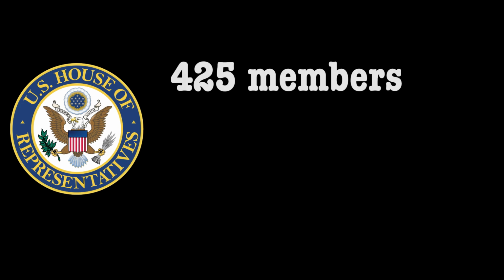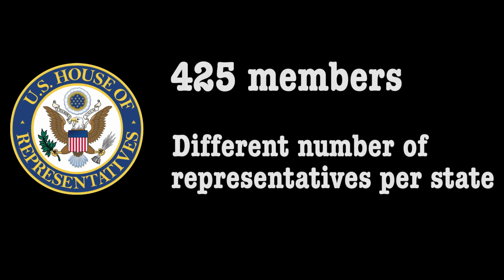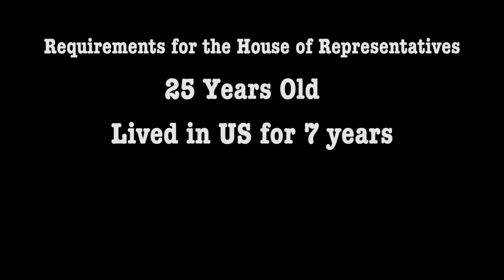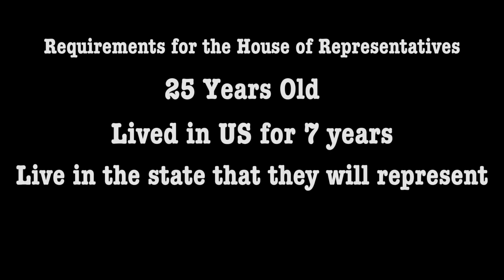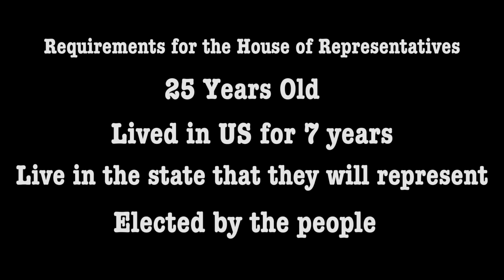The House of Representatives consists of 425 members. Each state gets several representatives depending on the population. To become a member of the House of Representatives, one must be at least 25, have lived in the U.S. for 7 years, live in the state they will represent, and be elected by the people.